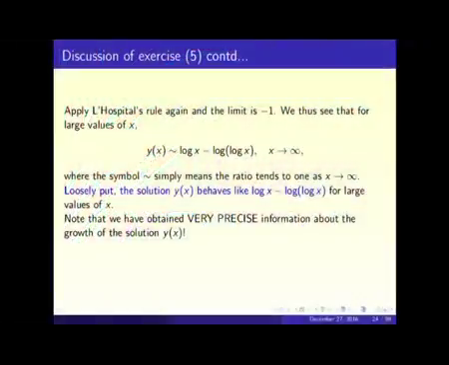So this was an interesting exercise as to how to understand the behavior of the solution as x goes to infinity. So we have got very precise information about the growth of the solution y of x. Loosely put, we say that the solution y of x behaves like log x minus log x.